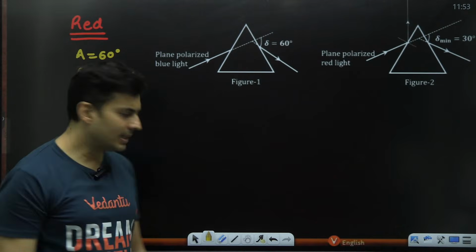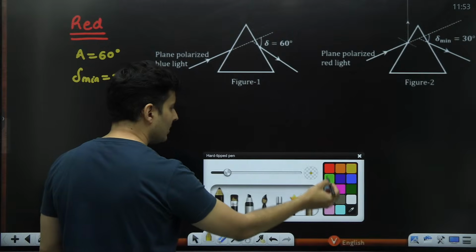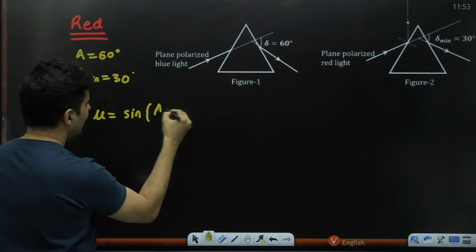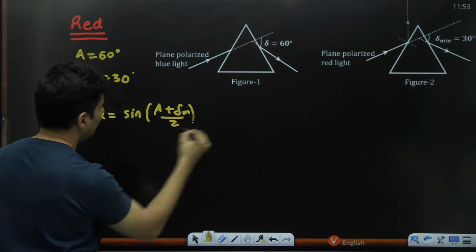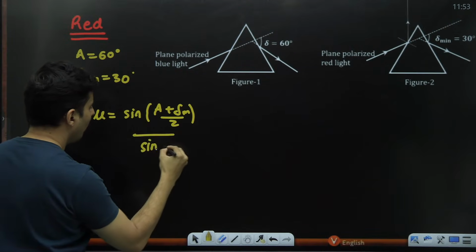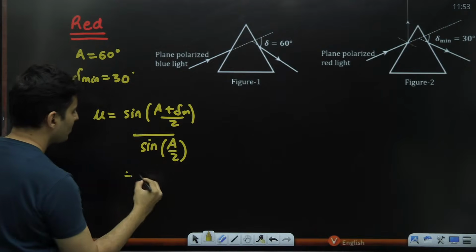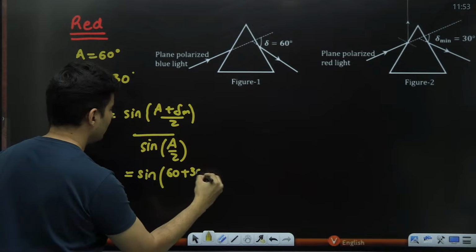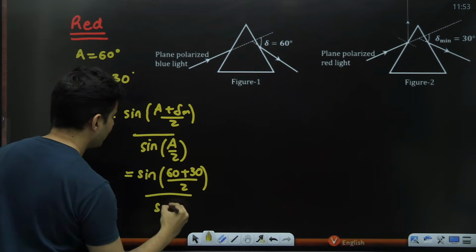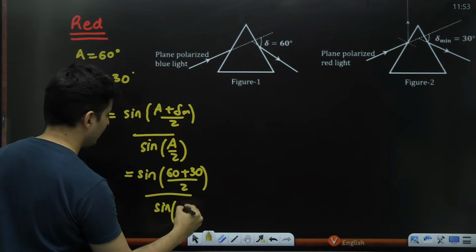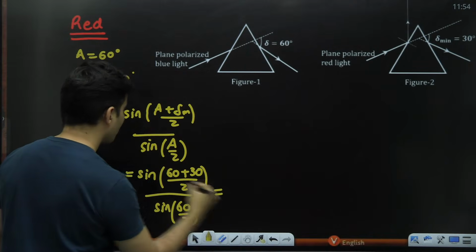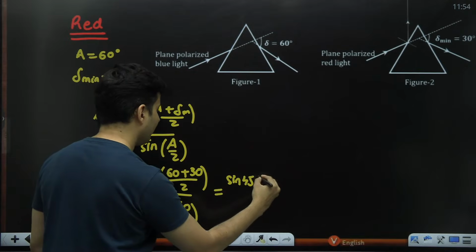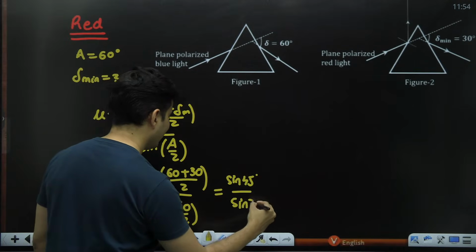Okay, so I think there is a direct formula for refractive index which we can directly use. Mu is equal to sine of (A plus delta minimum) by 2, divided by sine of A by 2. So this will be nothing but sine of (angle of prism 60 plus minimum deviation 30) by 2, divided by sine of A, which is nothing but 60, the whole thing by 2. So that will be nothing but sine of 90 by 2, which is sine of 45, divided by sine of 30.